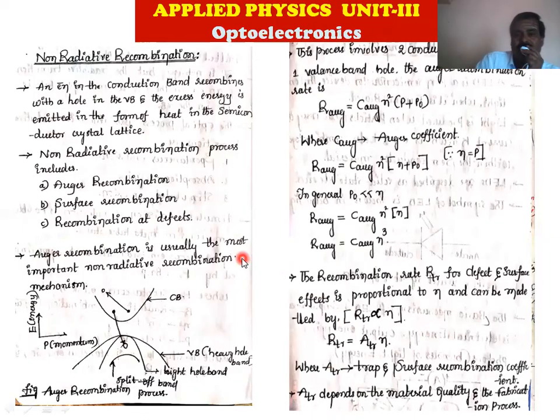This ends lecture 1 about radiative and non-radiative transitions. We will continue the remaining topics in the next lecture.